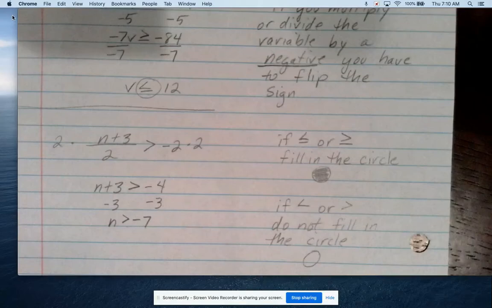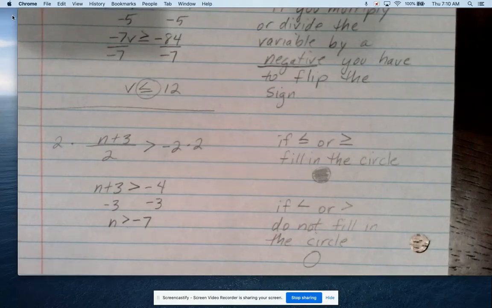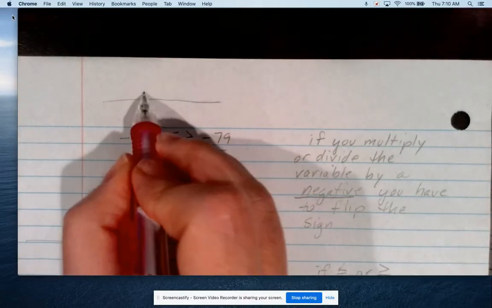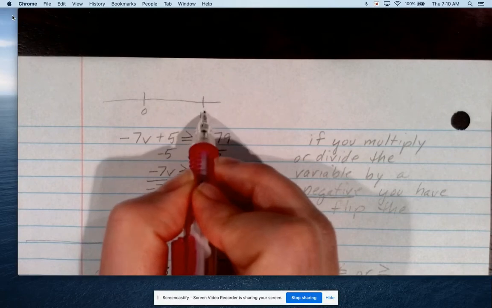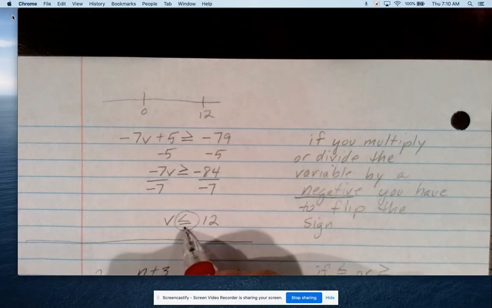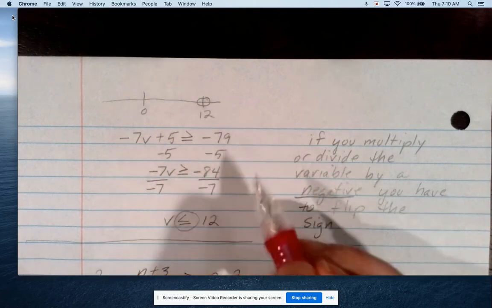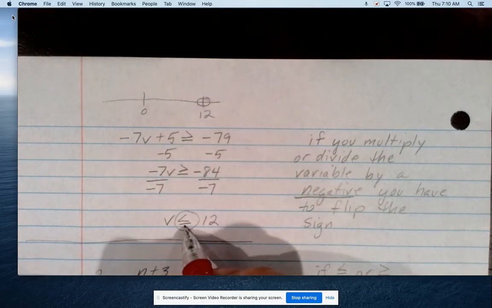All right, so let me show you how to graph this one. You have the variable v is less than or equal to 12. So let's put 0 and 12 on the number line. Okay, so it's less than or equal to 12. So we are going to put the circle at 12. Since it's less than or equal to, we are going to shade it in.